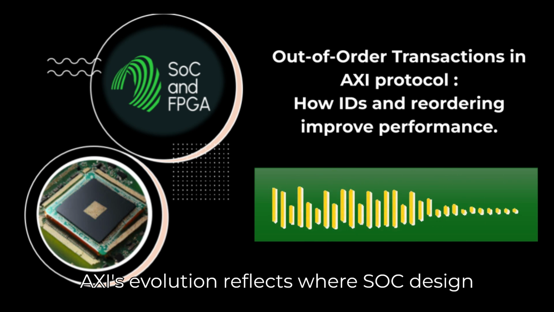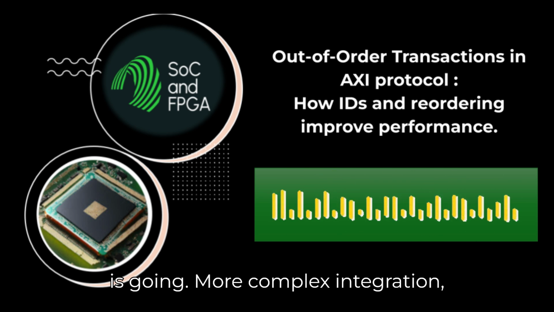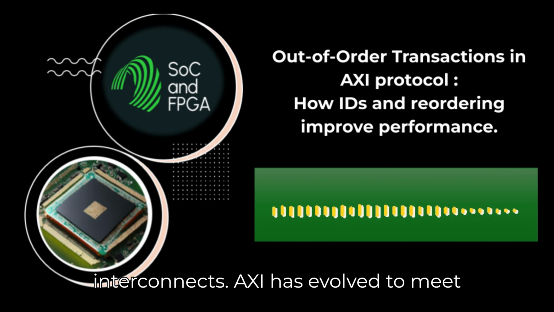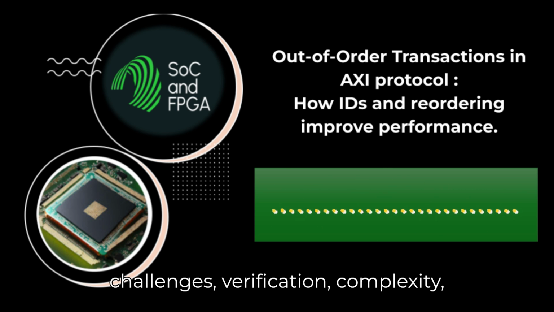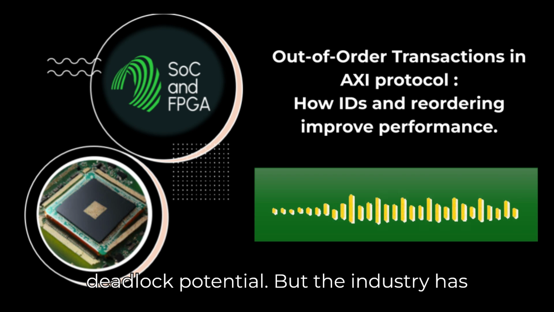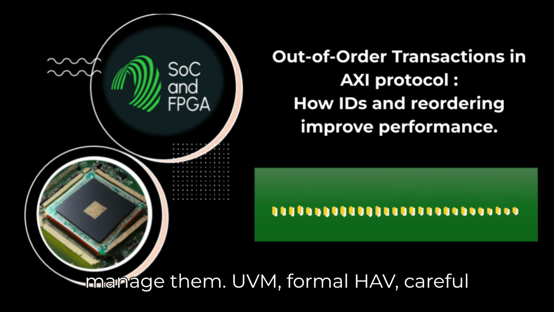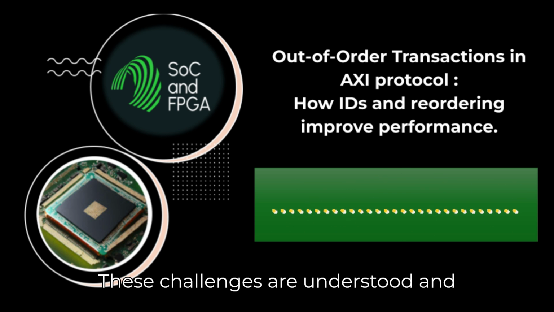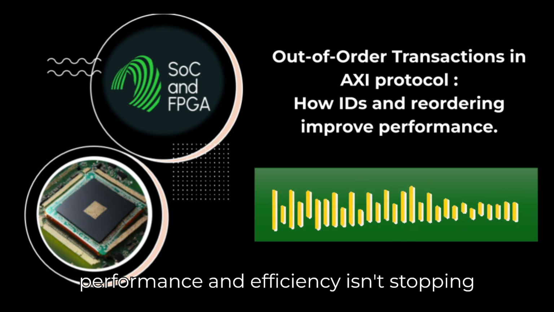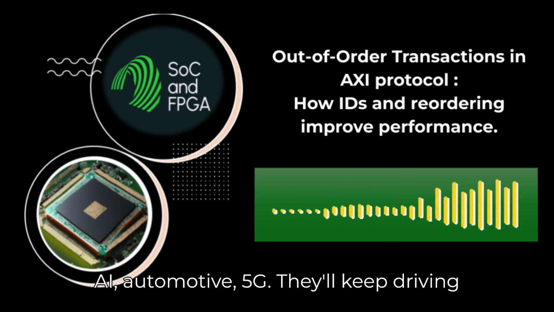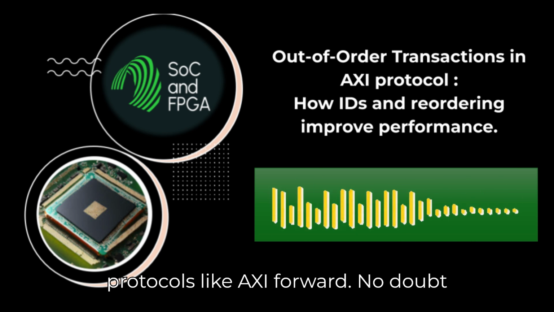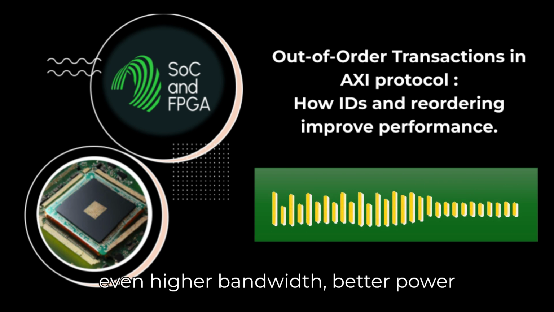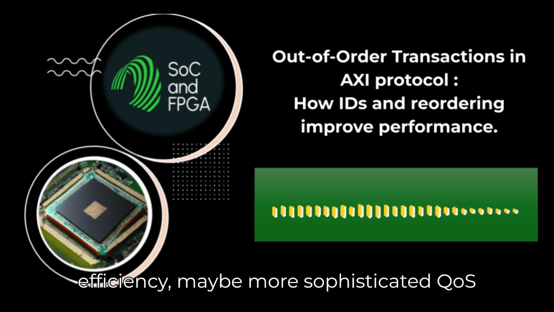And AXI's evolution reflects where SoC design is going, more complex integration, chiplets, AI everywhere. All demanding smarter, faster, more flexible interconnects. AXI has evolved to meet those needs. And yes, there are challenges, verification complexity, deadlock potential, but the industry has developed powerful methodologies to manage them. UVM, formal, HAV, careful design practices, robust interconnects. These challenges are understood and addressed systematically. The push for performance and efficiency isn't stopping. AI, automotive, 5G, they'll keep driving protocols like AXI forward. No doubt. We'll see continued evolution focusing on even higher bandwidth, better power efficiency, maybe more sophisticated QoS or dynamic adaptation.